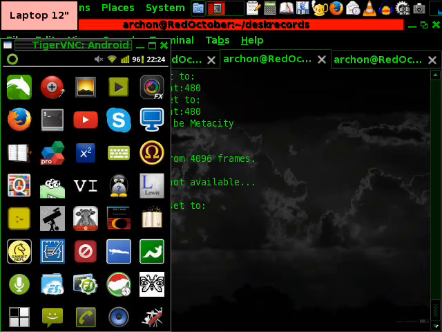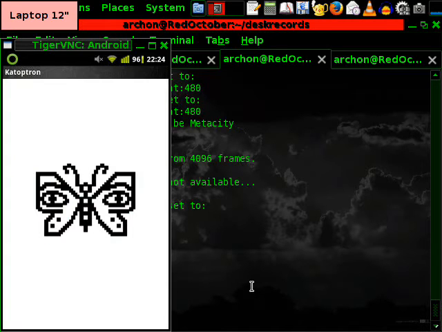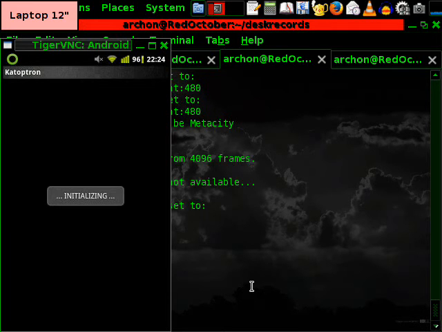It is this little white butterfly down there near the right corner of my phone screen. I have established a VNC connection to my phone, and I'm going to use my phone while you can watch the results down here.